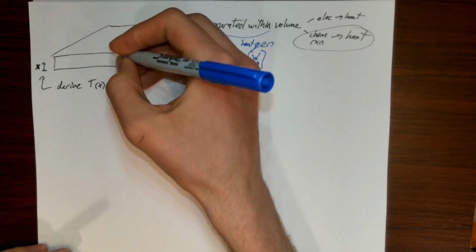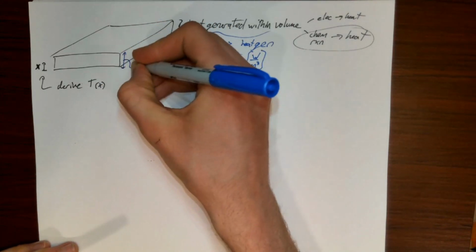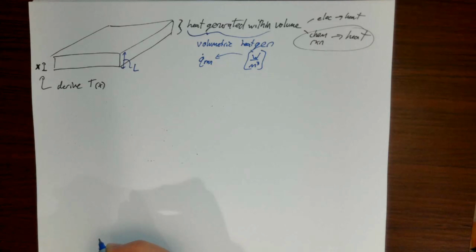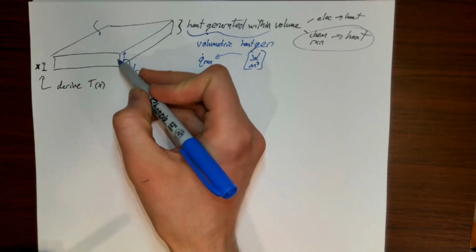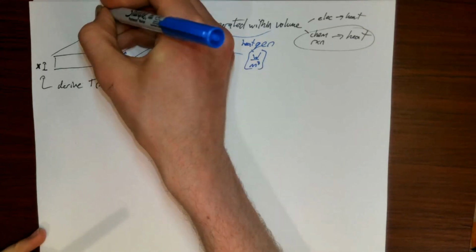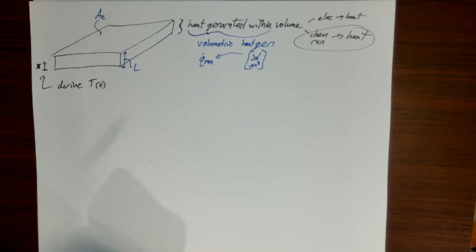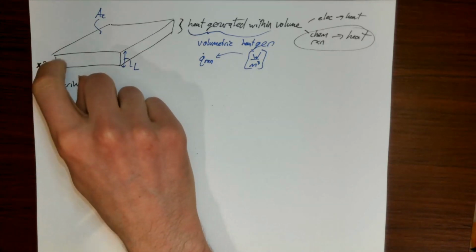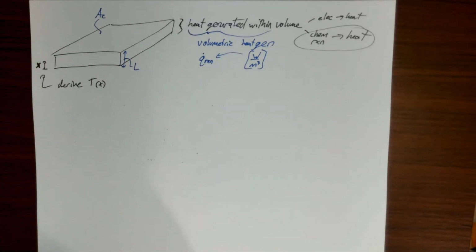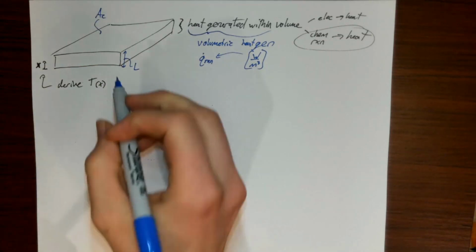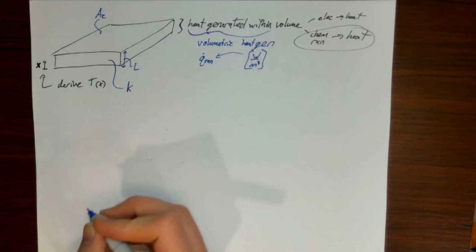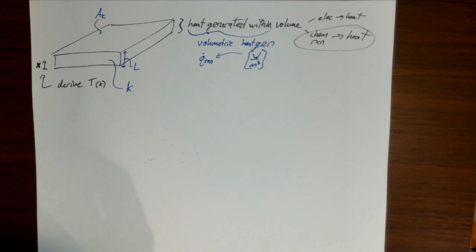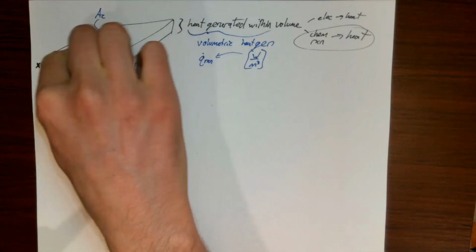Let's say I know some geometry of this material. For example, it has some thickness L, and it has some cross-sectional area, let's say A_c, throughout, and we have this x right here. So x is this coordinate that goes on here. Let's say we know the material properties of this. We know its thermal conductivity k as well. So we have this heat being generated within the volume of this material.